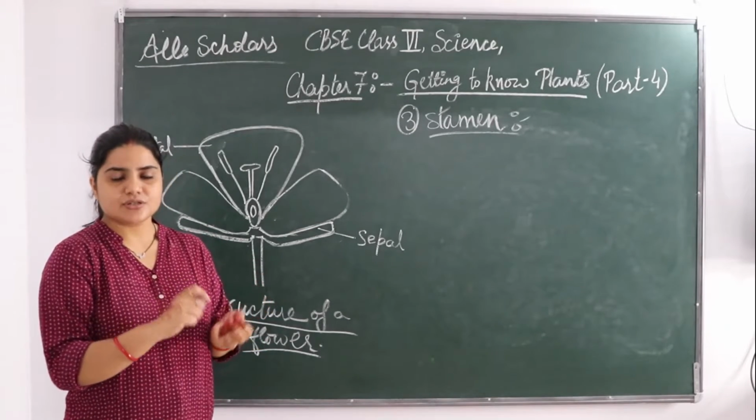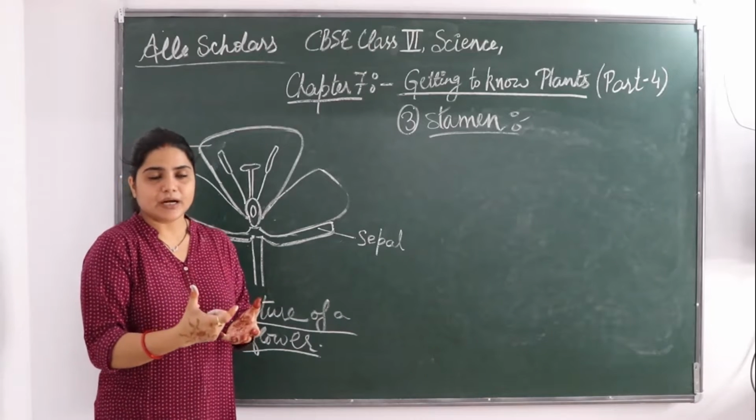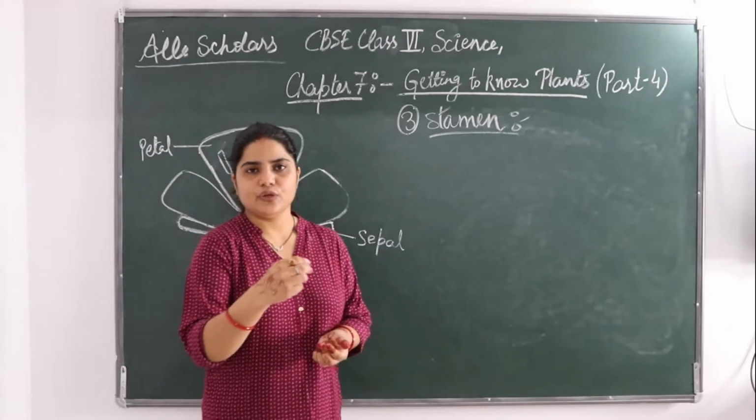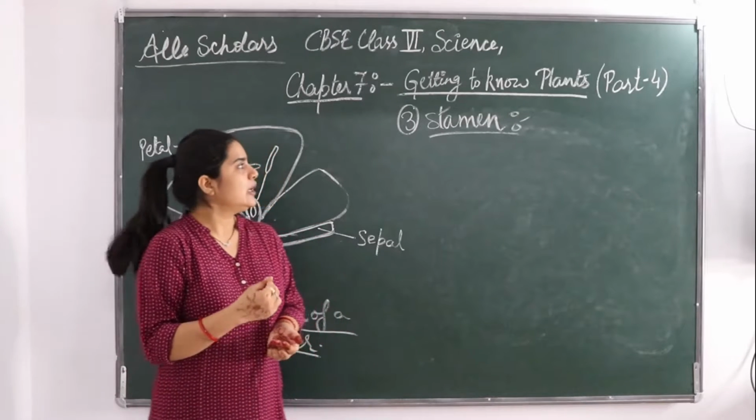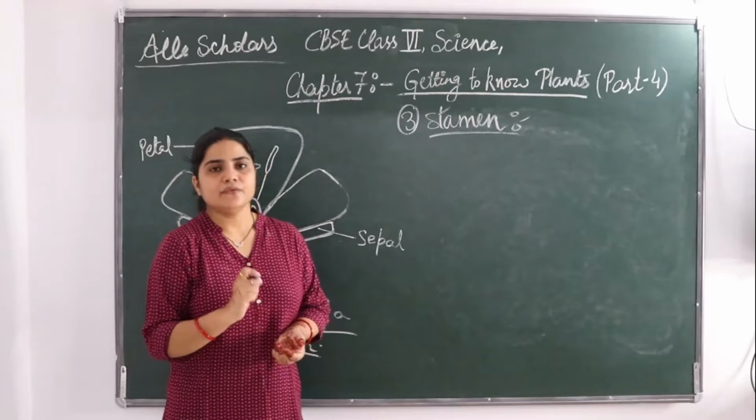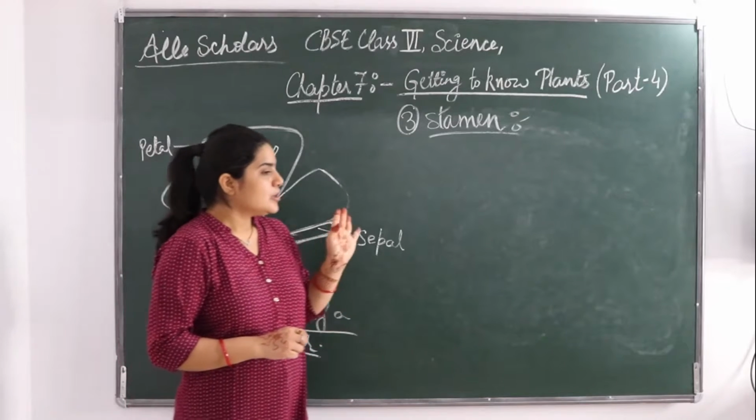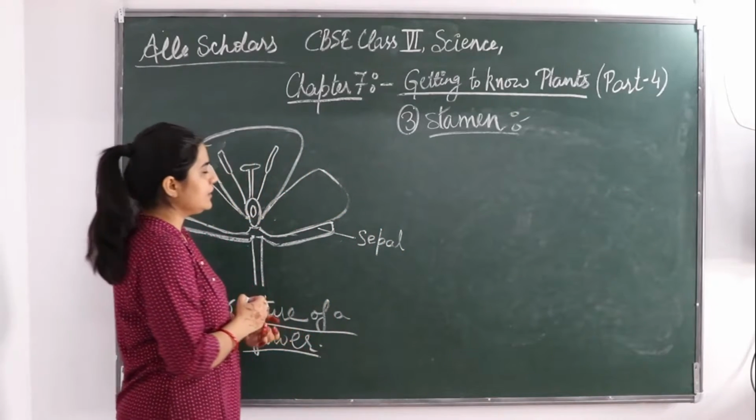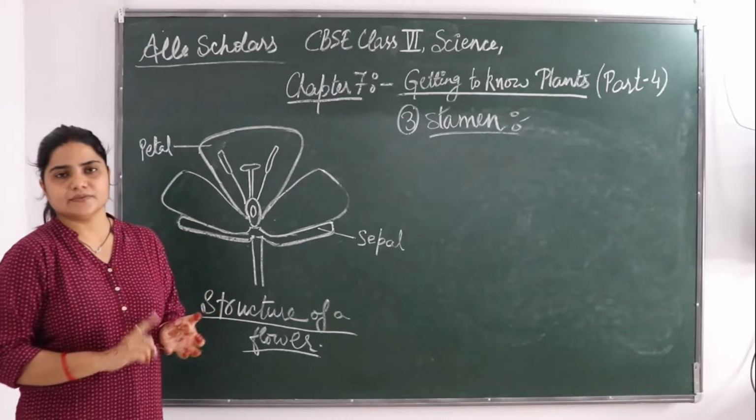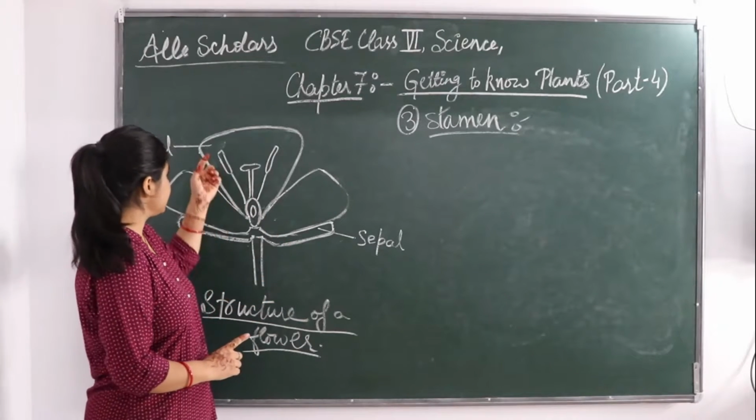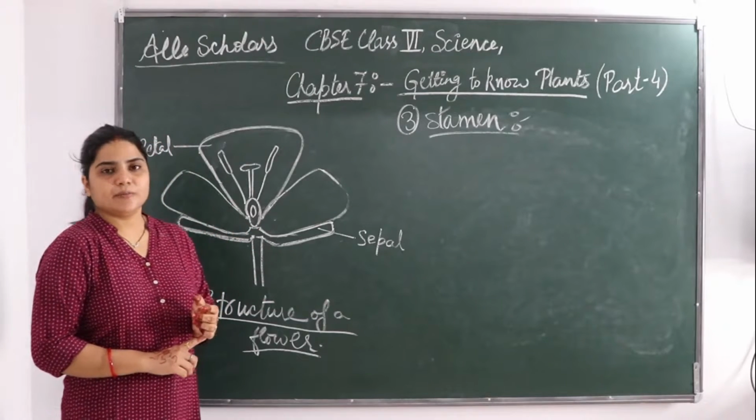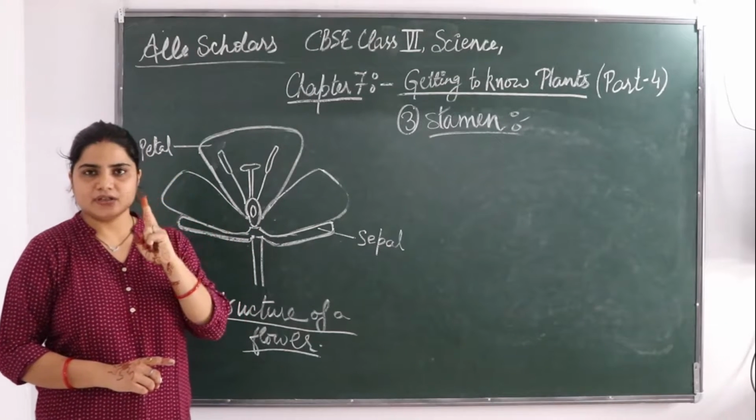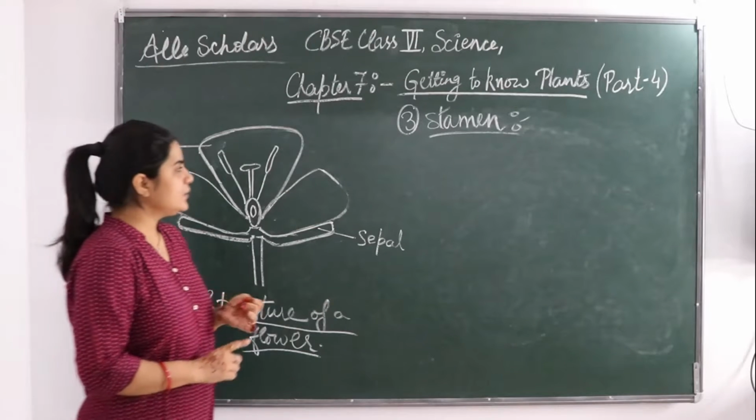Okay, these parts are very delicate, so very carefully you have to remove the petals, then the sepals, and then you can get the stamen within it. These are the long cylinder parts which can be seen when we remove the sepals and petals. Each stamen is made up of two parts. What are the two parts?